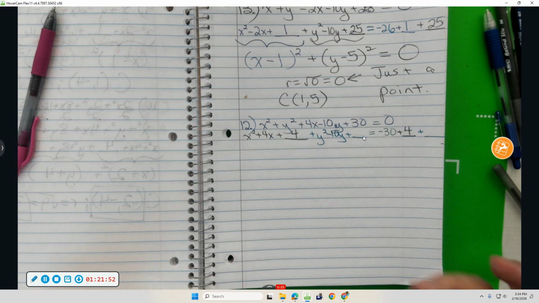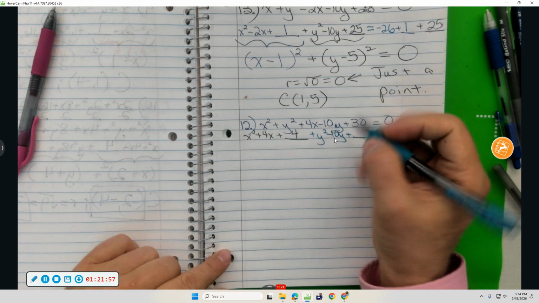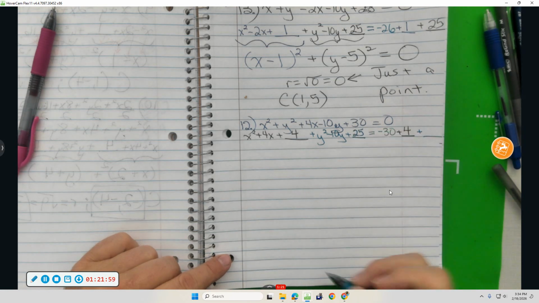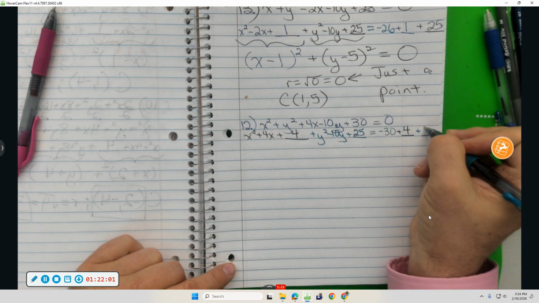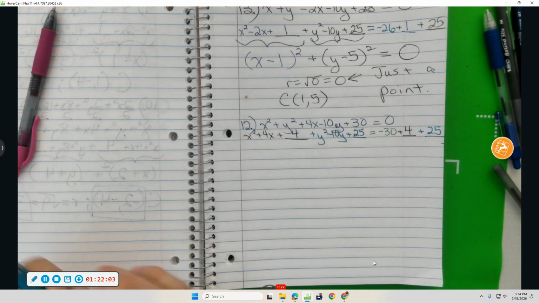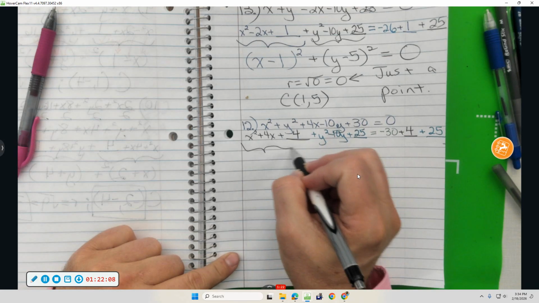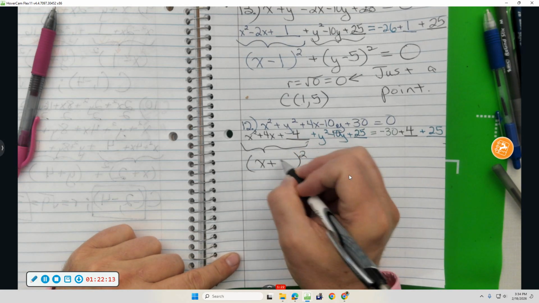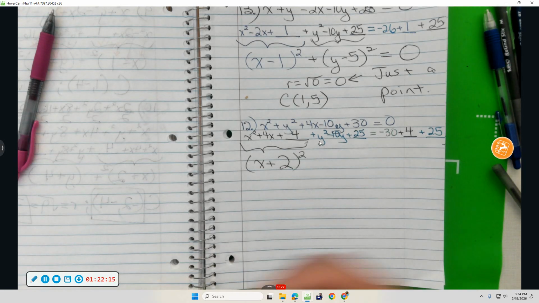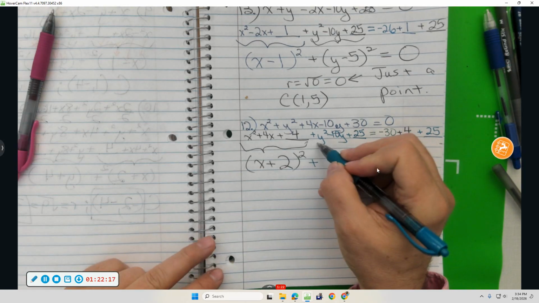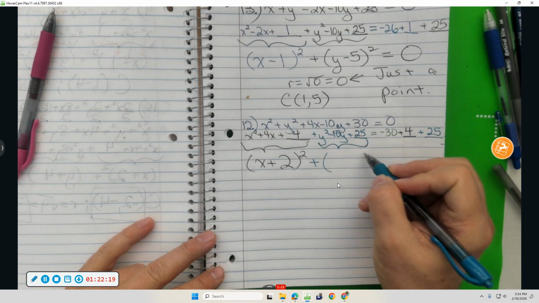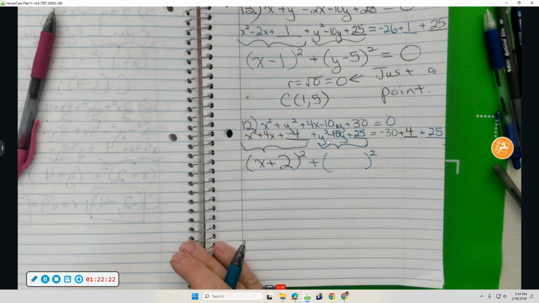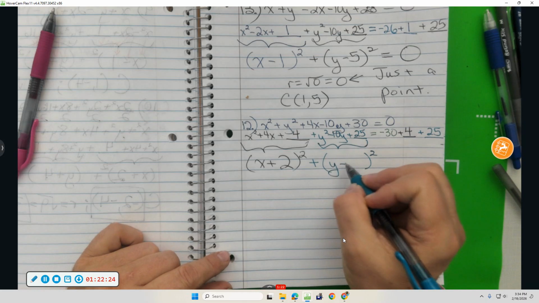What number's going to go beside the y squared minus 10y? 25, so I'll put it here, and on the other side. And then we can factor. The left side will factor very nicely as x plus 2, quantity squared. Factor the y terms. What's that going to become? y minus 5.